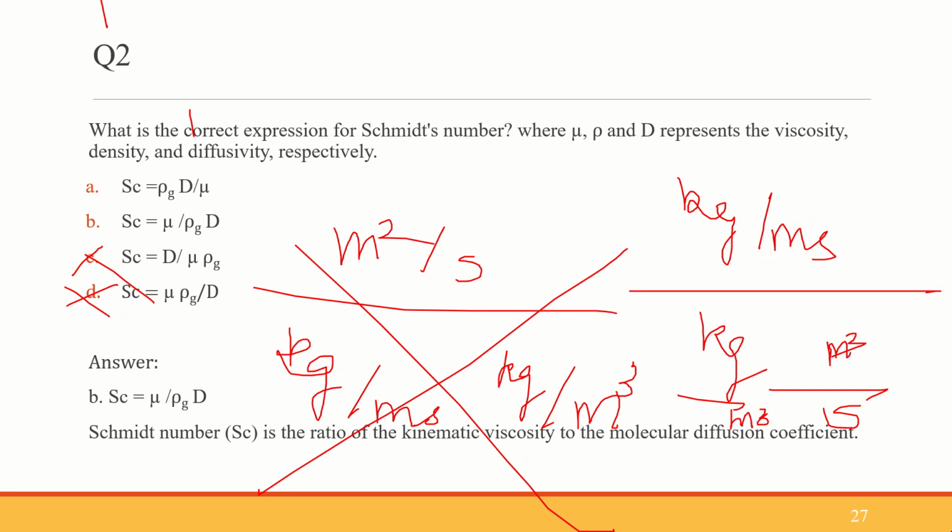Schmidt number is the ratio of kinematic viscosity to the molecular diffusion coefficient. Kinematic viscosity is nu, and nu is mu by rho. So it is nu by D. So Schmidt number is nothing but the ratio of kinematic viscosity to the molecular diffusion coefficient. So it is nu by D, and therefore it is mu by rho D. So I hope it is clear. So option B is the right answer.